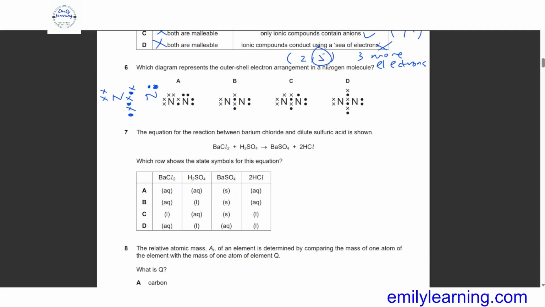Okay, so just remember, if you have 5 valence electrons, in order to achieve octet configuration, you need to get 3 more. So how to get 3 more? You share 3 and you get 3. All right? So the answer for this is D.